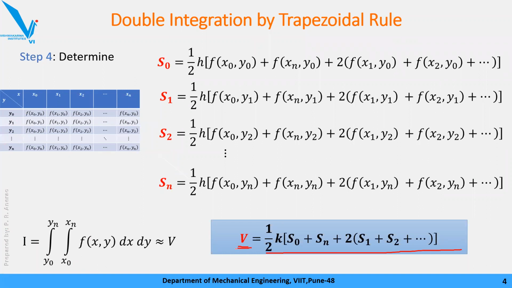So the total integration, or the value of the double integration, is approximately equal to the volume. So V equal to 1 by 2 k, k due to the change in y direction. Now we are taking care of the steps in y direction. So k into s0, the first value, plus the last value of s, plus 2 times the summation of the remaining values of s. And that's it. You just calculate this volume and that will be your answer.